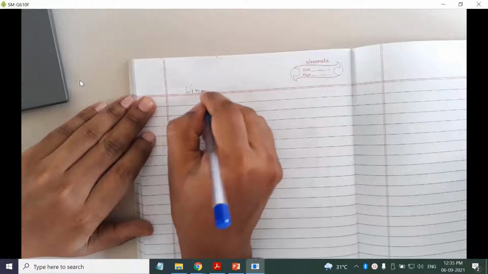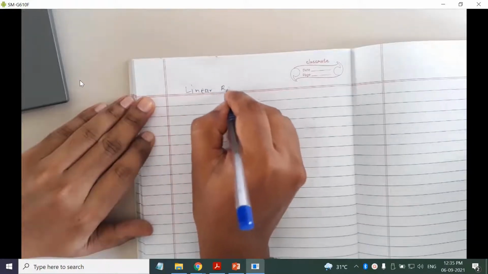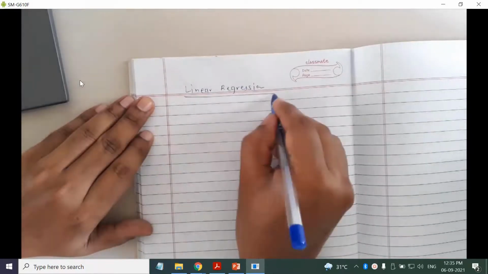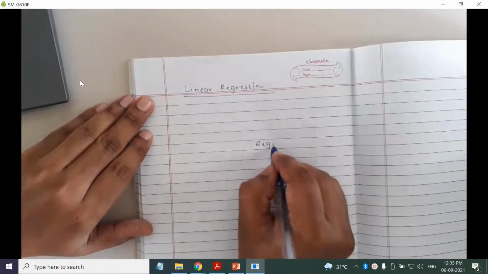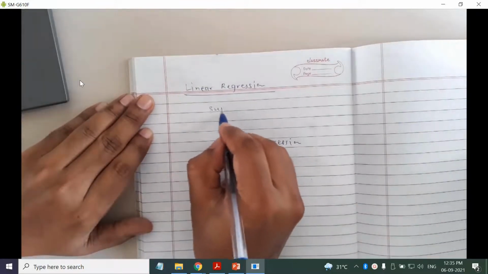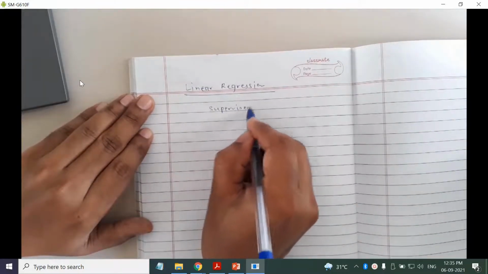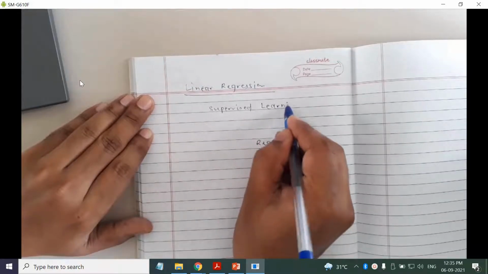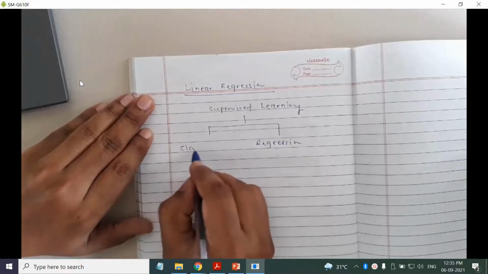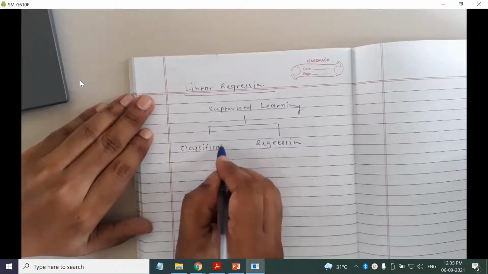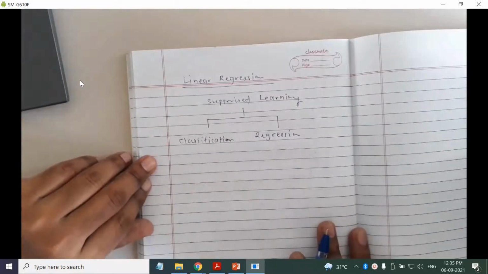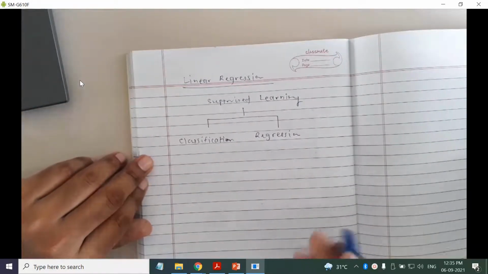So we are going to start with linear regression. So as we know, regression comes under which type of learning? Supervised learning, right? Supervised learning. And there is a counterpart of regression, that is classification algorithms. There is one major difference between classification and regression.